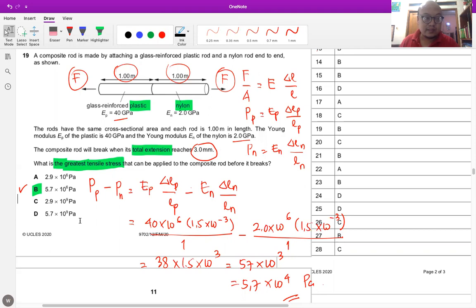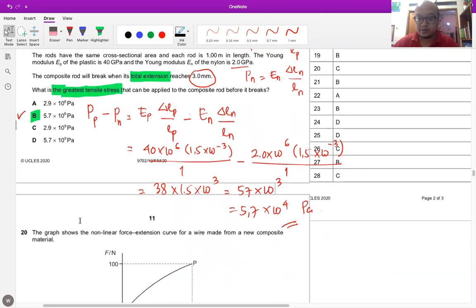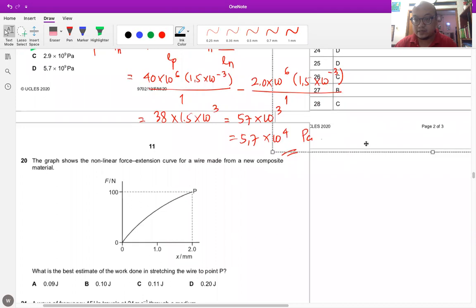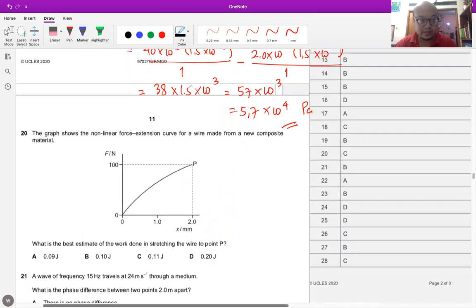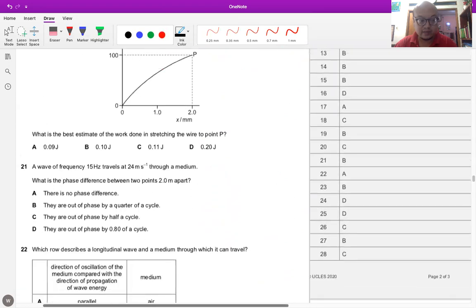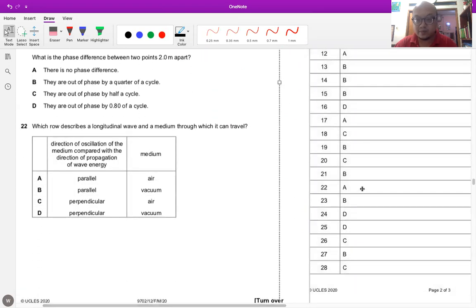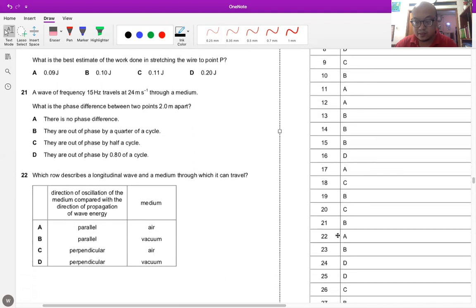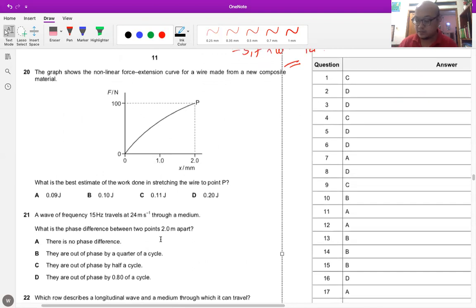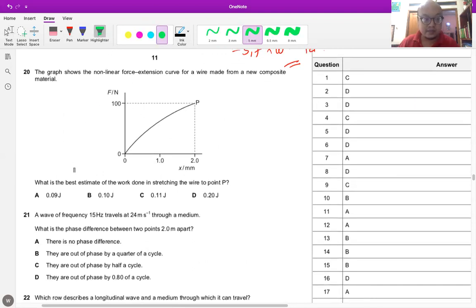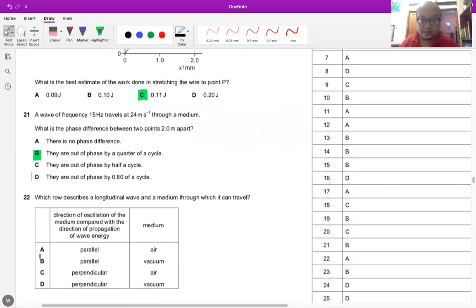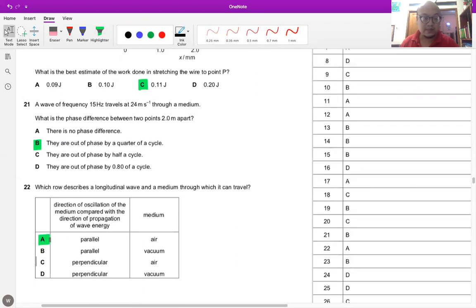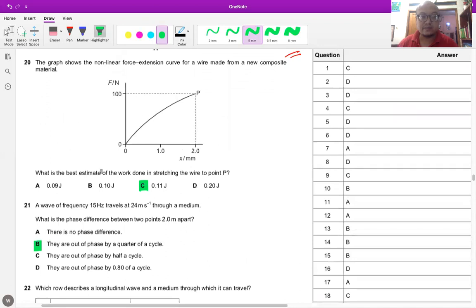Okay, now we see question 20. I will scroll down again to the answer key, for numbers 20, 21 and 22. Question 20 is C, 21 is B, and 22 is A. I will highlight the answers first. Let me check together.